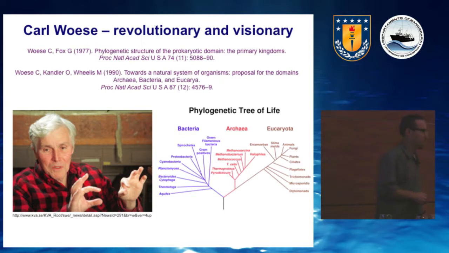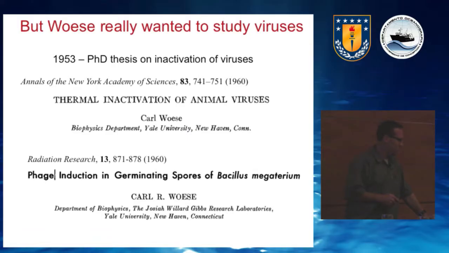But I would posit that Woese really wanted to study viruses. If you look at his thesis, his PhD was on the biophysics of inactivating viruses, and actually some of his early papers were on, of course, his PhD work, but he also was interested in the virus-host interaction. Here he was studying bacterial viruses, or phages, and how they interacted with a bacterium he was interested in, Bacillus.